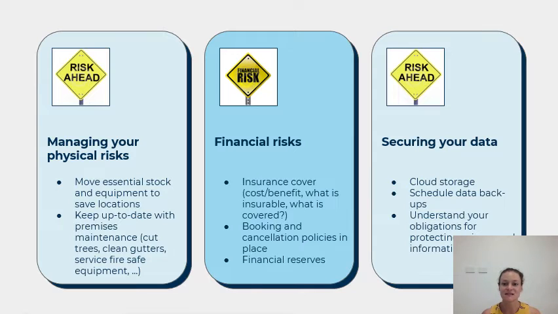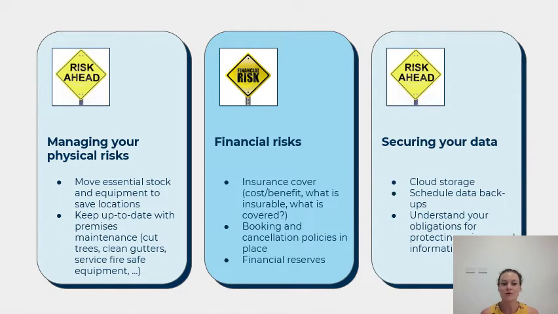In terms of things to consider when you're managing your risk, in terms of physical risk, consider what stock is essential to your business and that you want to protect as much as you can. So for example, if you're in a museum, then you may want to look at some of your key items or your key records that you don't want to be damaged and identify a safe space for storing those should a risk situation come up.